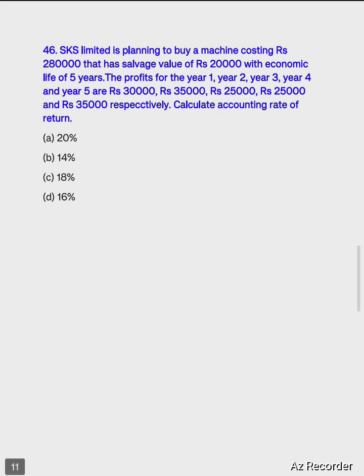Question number 46 says, SKS Limited is planning to buy a machine costing rupees 2,80,000 that has a salvage value of 20,000 with an economic life of 5 years, and the profits for years 1, 2, 3, 4, 5 have been given. Then calculate the accounting rate of return. So if you add up the profits of all these years, it comes to 30 plus 30 is 60, 60 plus 25 is 85, 85 plus 25 is 115, 115 plus 35 is 150.